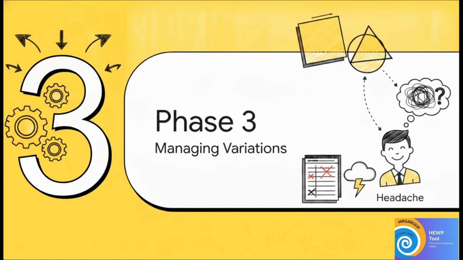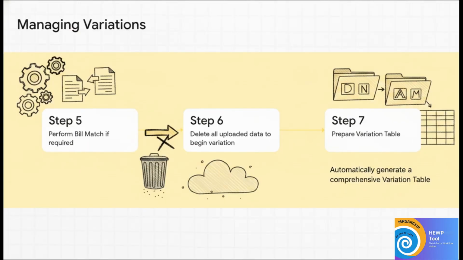Okay, let's hit Phase 3, managing variations. Because, let's be real, out in the field, executed work almost always deviates from the initial estimates. Step 5 is performing that bill match if you haven't already. Now, here's the vital logic you need to follow. If a variation is required, you must proceed to Step 6 and use the tool to delete all previously uploaded bill data from the portal. Once the slate is totally clean, Step 7 is using your DNIT and actual MB files so the tool can automatically generate a comprehensive variation table for you.